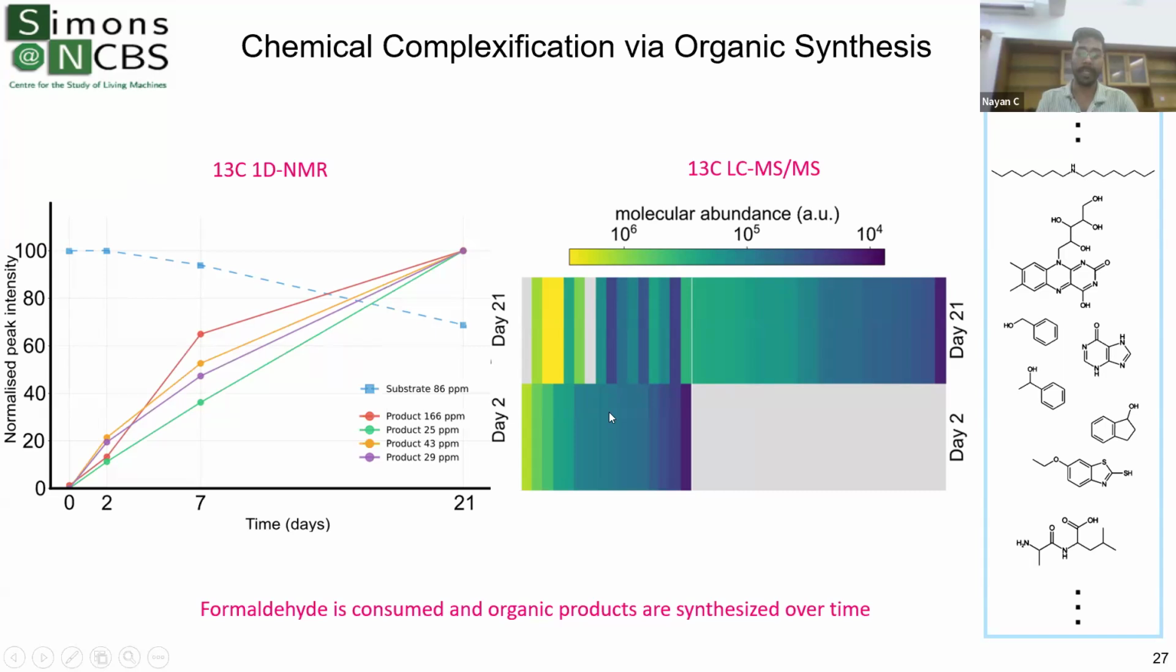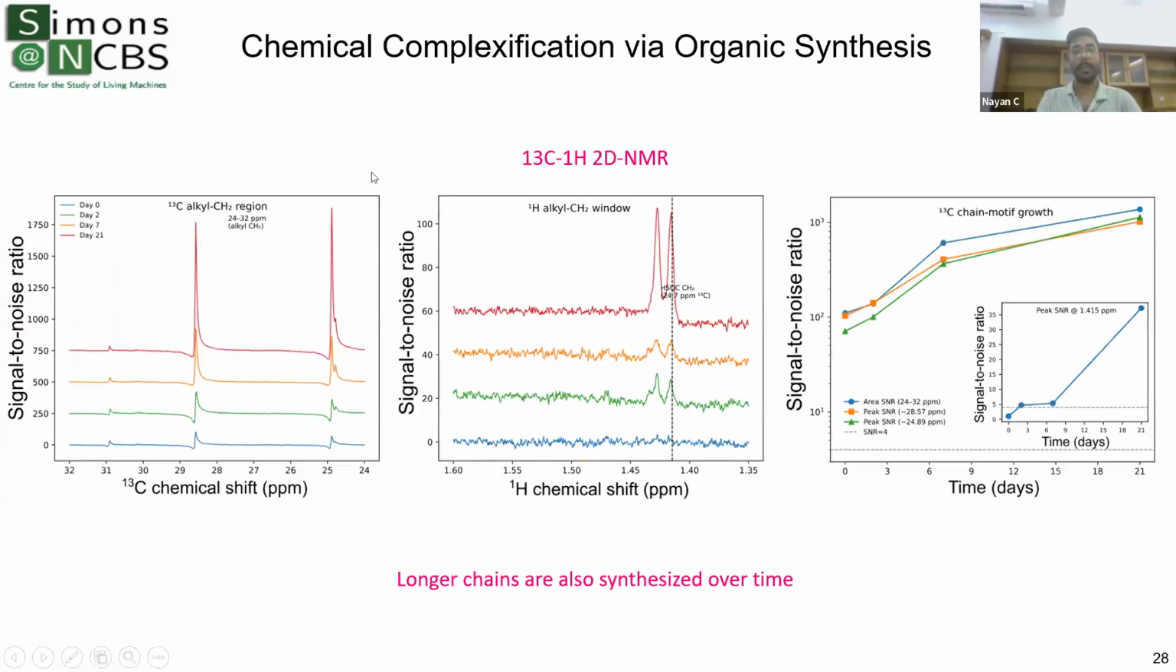Mass spectrometry also shows a similar result of complexification of the chemistry starting from formaldehyde over time, to form a set of different molecules. And indeed, the substrate is formaldehyde in our system, which is getting consumed. And this was done with labeled formaldehyde, so 13C formaldehyde, and slightly better analysis of certain regions in the NMR spectrum, which points towards signals corresponding to longer chains.